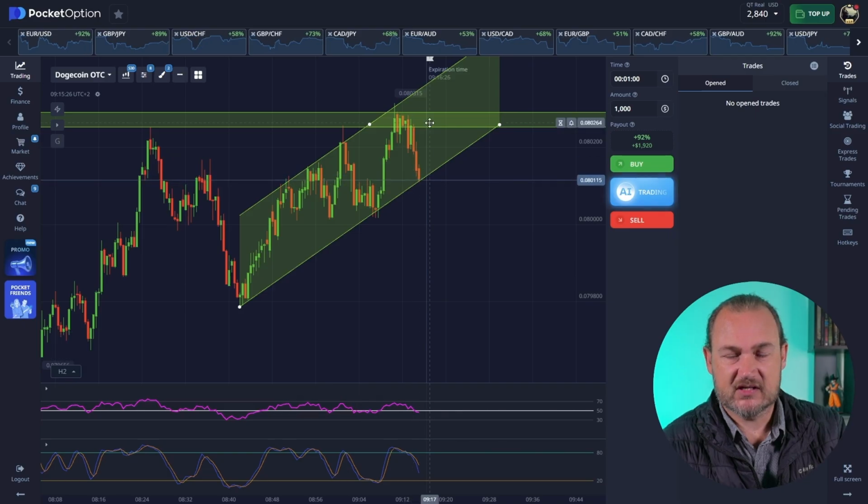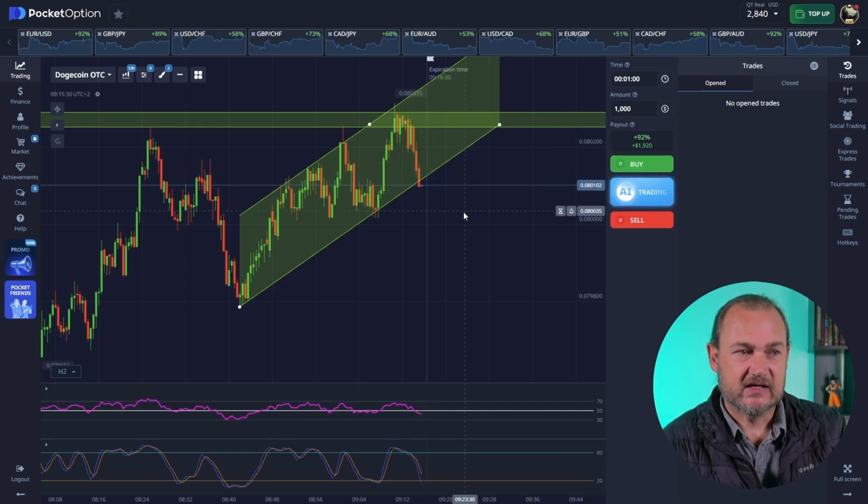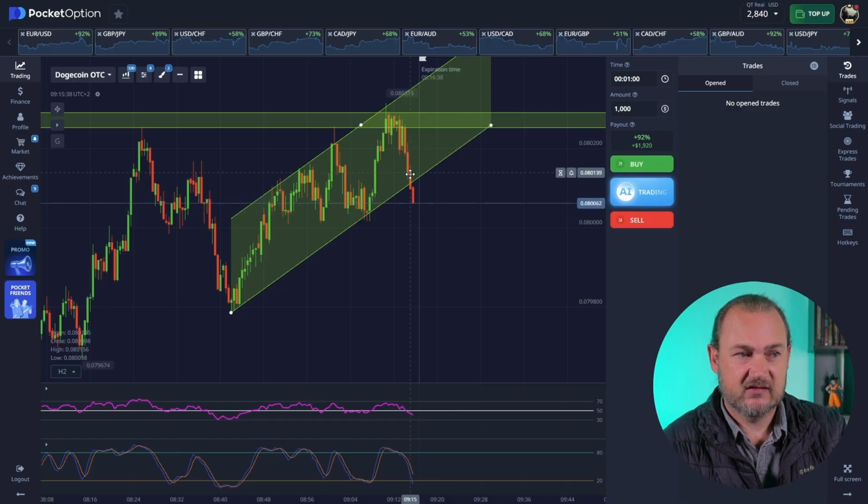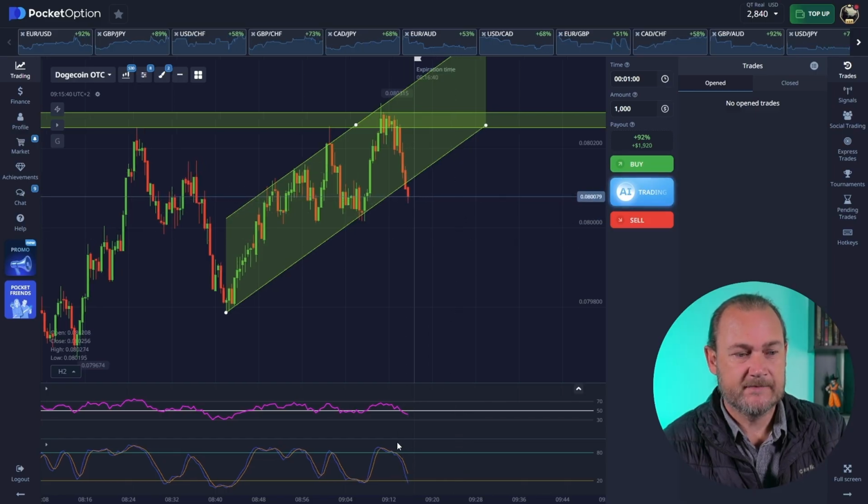Even if this pushes up from here, I'm not going to be worried about it. This is... what's the word I'm looking for? The odds of me winning this trade is very low, and we can see, there we go, it's pushing downwards.